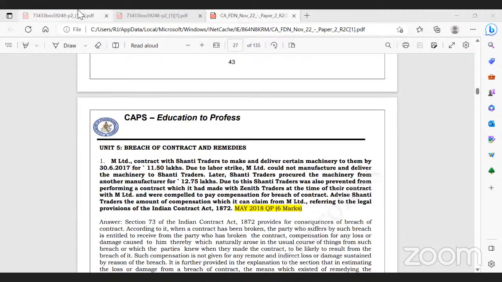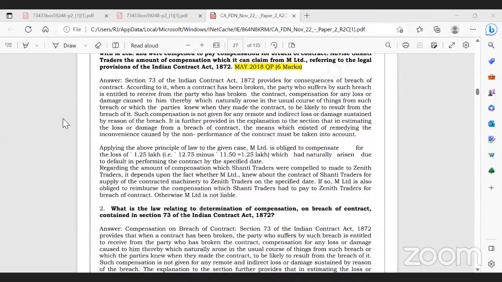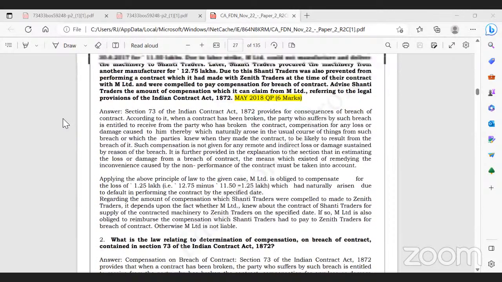So remember, there are two types of damages which I discussed with you. One was ordinary damages, one was special damages. What is the difference? Can anybody remember?